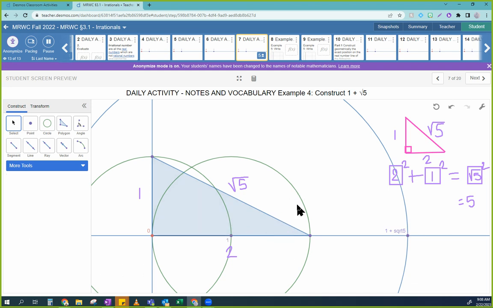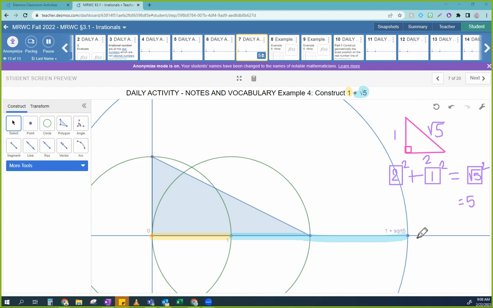I'm just going to highlight some stuff so that we're all on the same page. I'm going to erase my triangle labels there, so I can label a little bit more so you guys can see. This right here is 1. You guys all see 1? And this right here, from here to here, is my square root of 5. Therefore that whole length is 1 plus square root of 5.